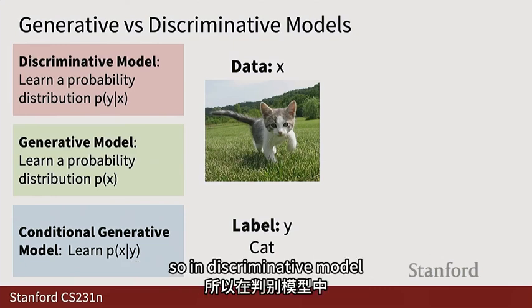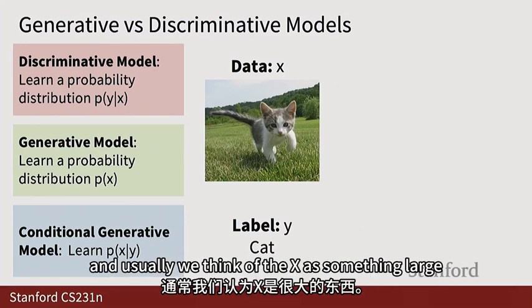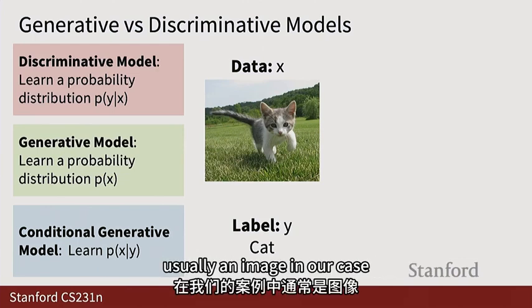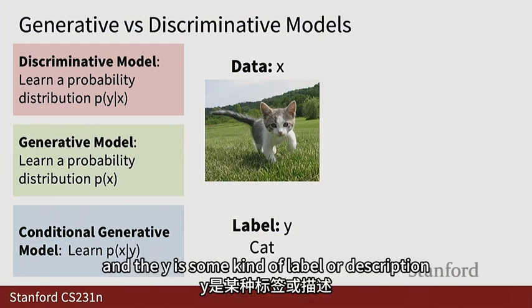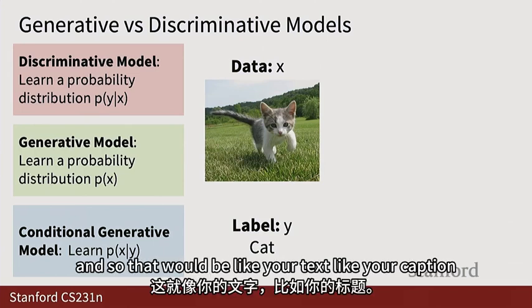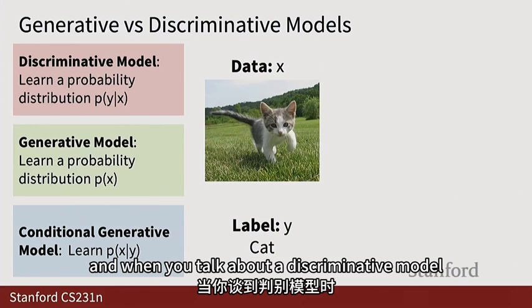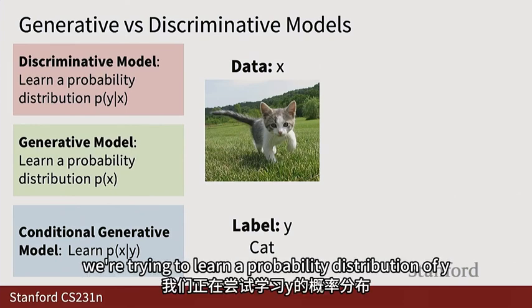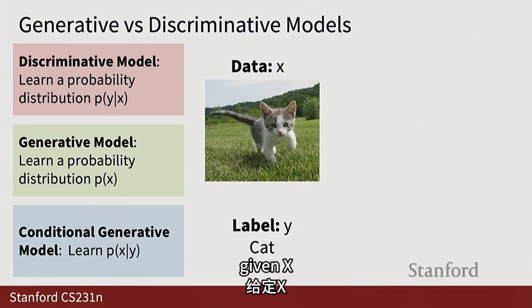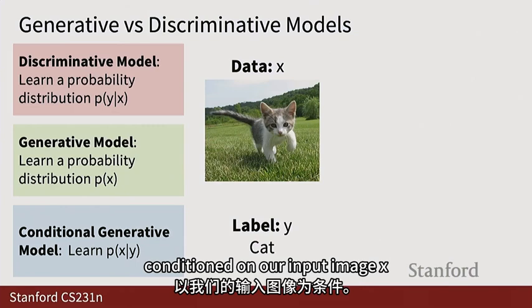So in discriminative models, typically we have some y and some x. Usually we think of the x as something large, high dimensional, usually an image in our case. And the y is some kind of label or description or auxiliary information, like your text, like your caption, like a category label, something like that. When you talk about a discriminative model, we're trying to learn a probability distribution of y given x. So we're trying to learn a distribution over labels, conditioned on our input image x.